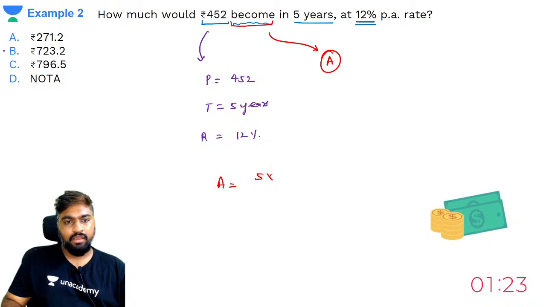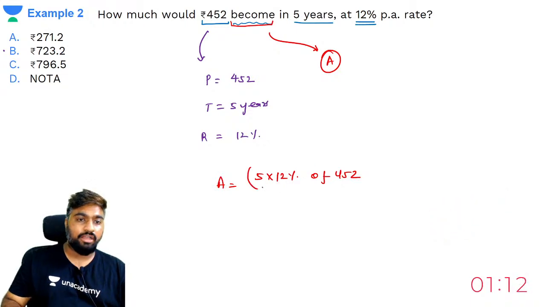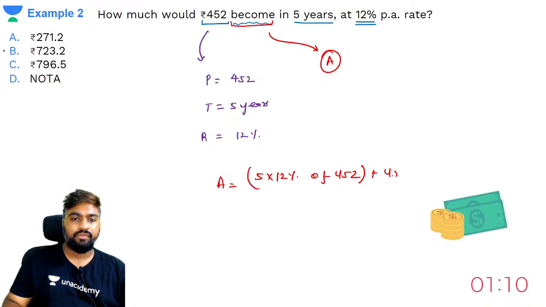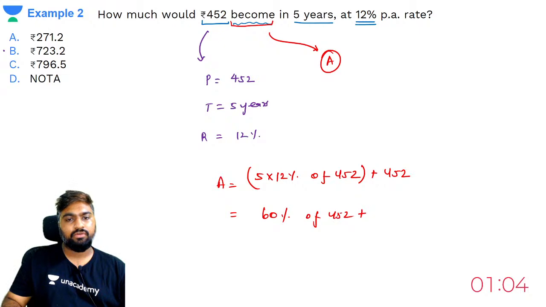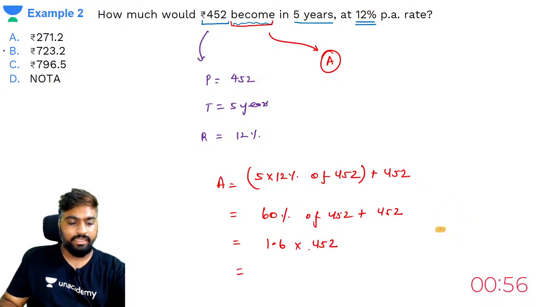5 into 12% of 452. Yes, but this will give you what? This will only give you the interest amount. So on this, if you add 452, you will get your answer. So what is this? This is 60%. 60% of 452 plus 452, that is nothing but 160%, which is 1.6 times 452. Are you able to get this, guys?